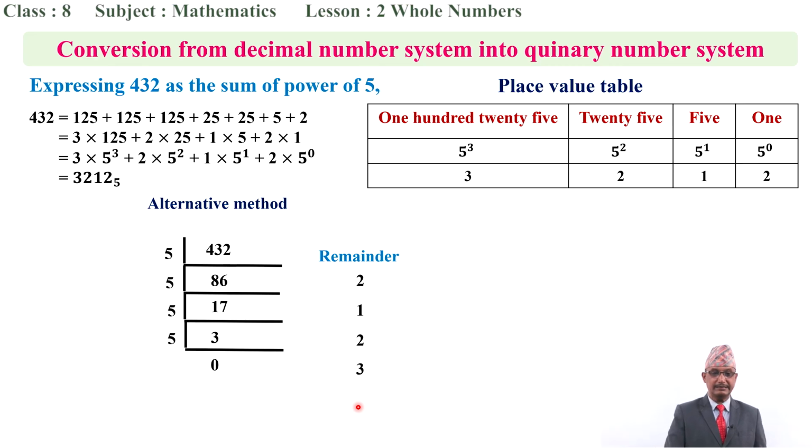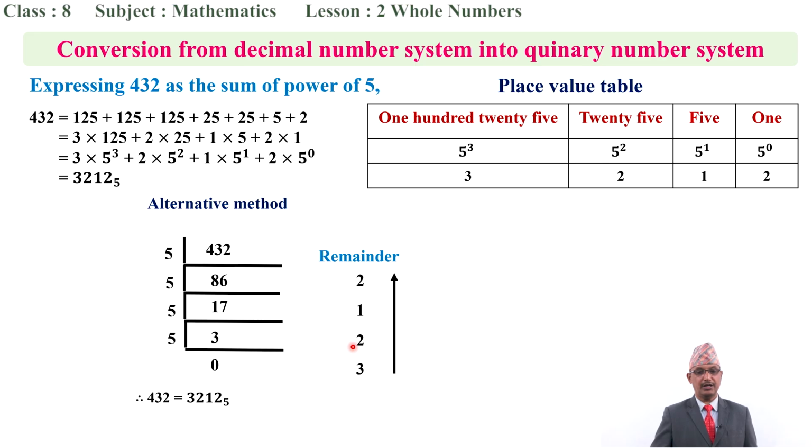And we write the remainder in reverse order. Then it will give us 3212, exactly same number. 432 of decimal number system is equals to 3212 of quinary number system. So exactly calculation of decimal number to binary number. It is exactly like the calculation of decimal number to binary number.